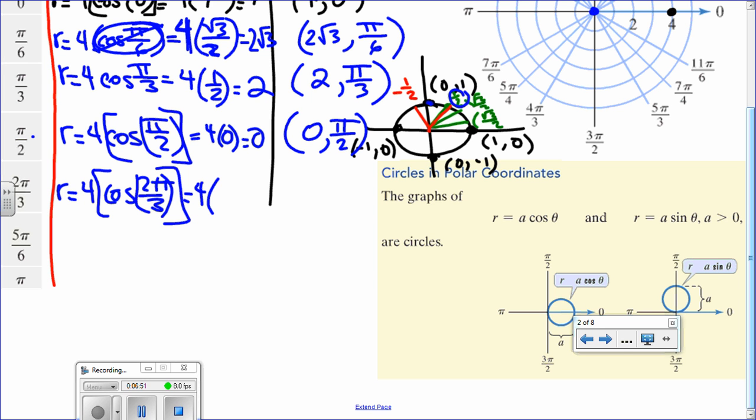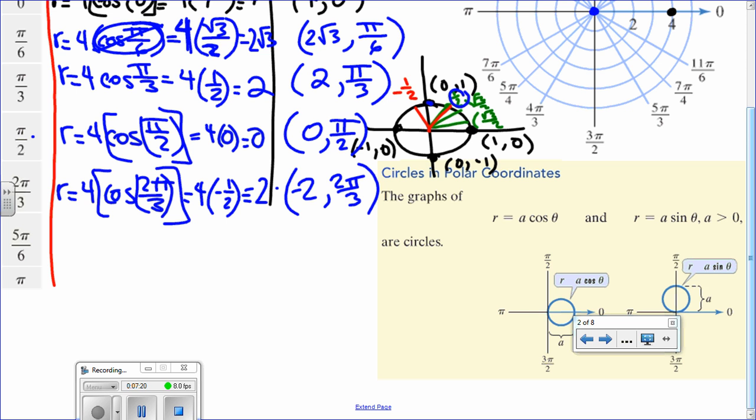So, this will be 4 times negative 1/2. And so that will become negative 2. Just negative 2. Okay. So then the point is negative 2, comma, 2 pi over 3.